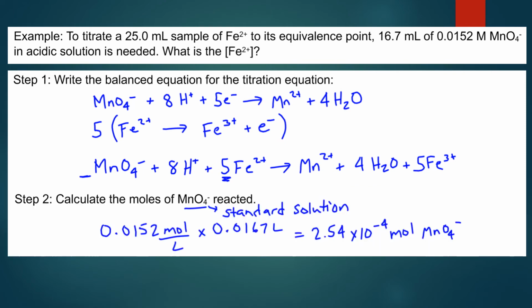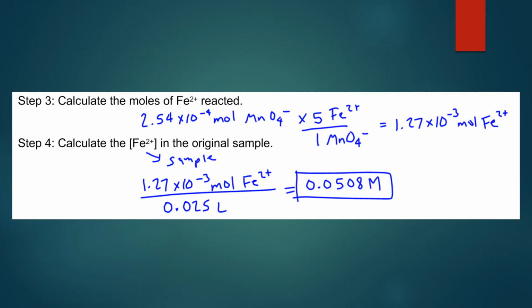Step 2 is that we're going to calculate the moles of the permanganate ion that reacted. So this is our standard solution. You can always identify that standard solution because there are 2 pieces of information about it. In this case, we've got the molarity and we have the volume. So we're going to take the number of moles of permanganate ion, and now we're going to cross the mole bridge using that balanced chemical equation. I've got a 5-to-1 ratio between the iron ion and the permanganate ion. And then the last step here is that we're going to calculate the concentration of the iron in the original sample. So that's the sample. We've got the moles, we want to get molarity, so we're going to divide that by the volume.